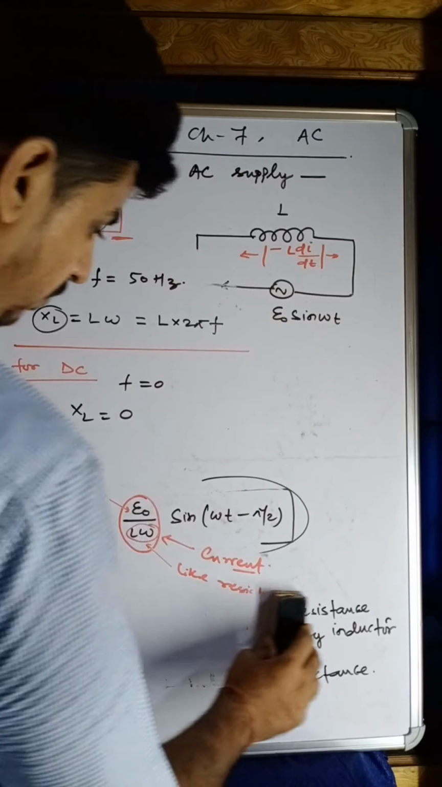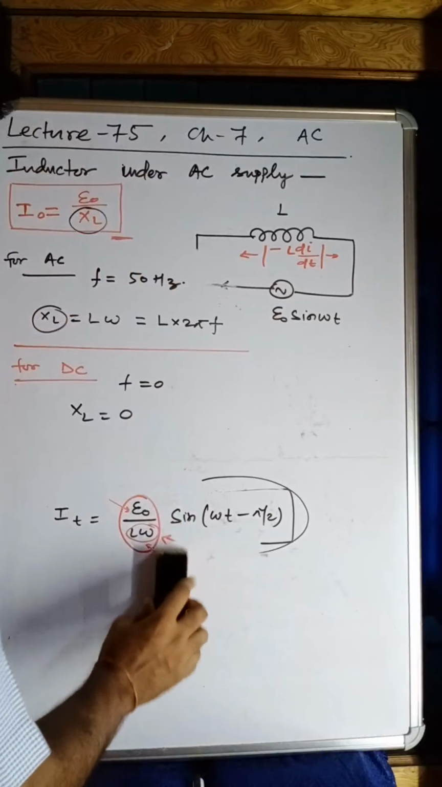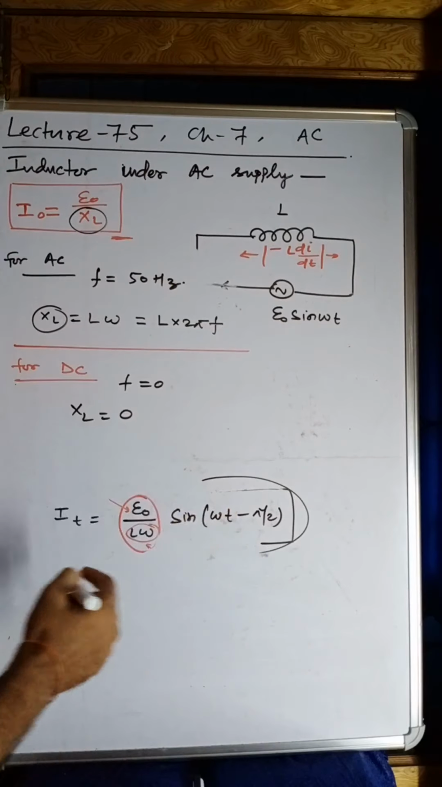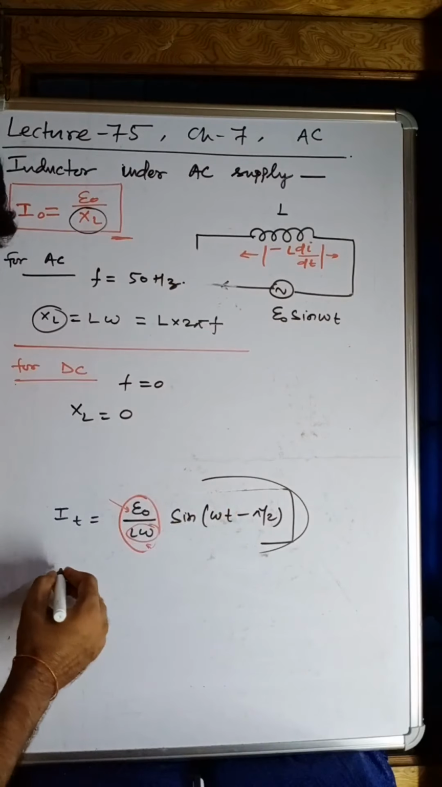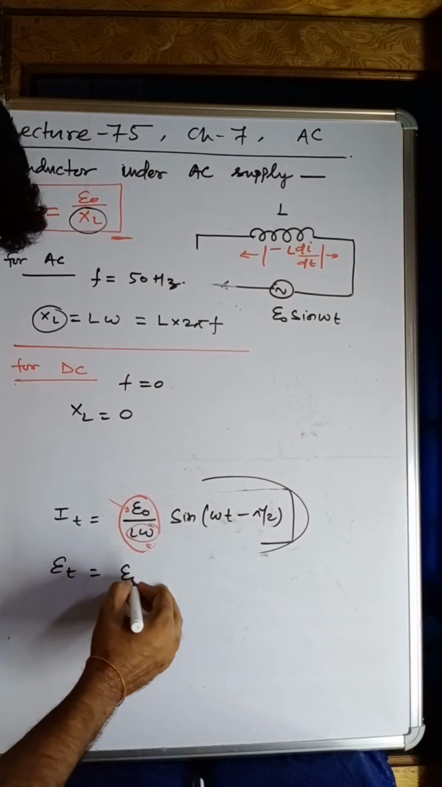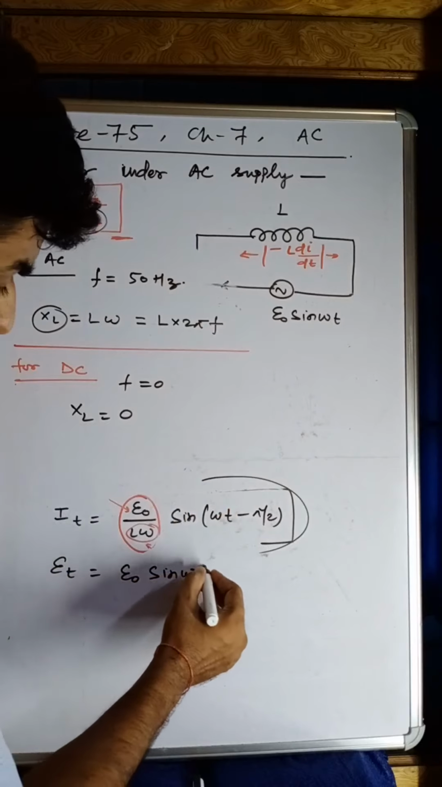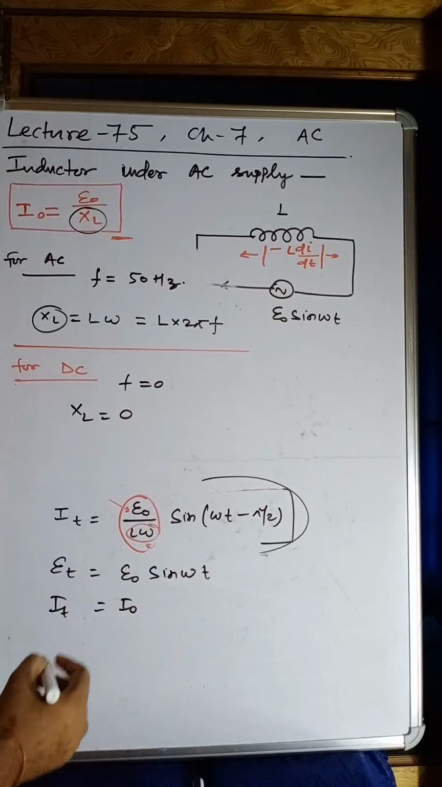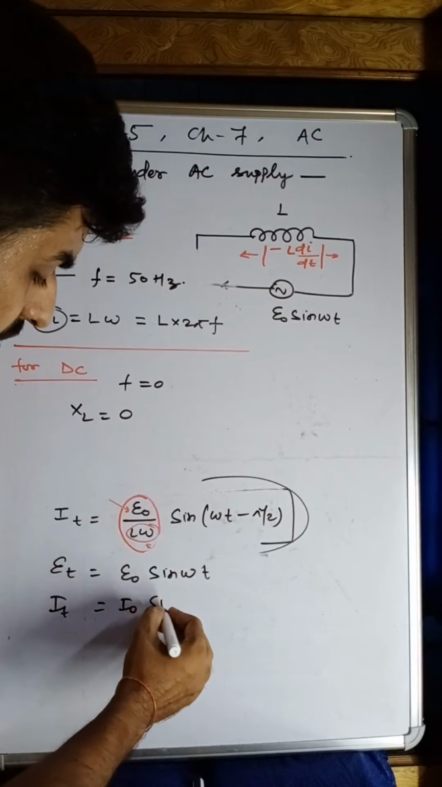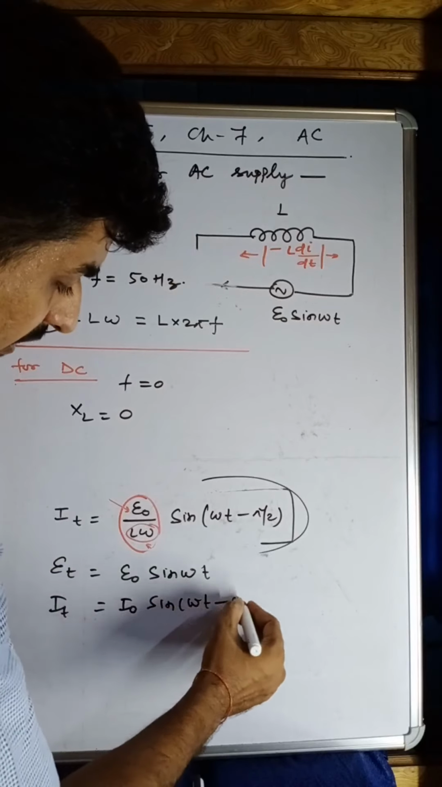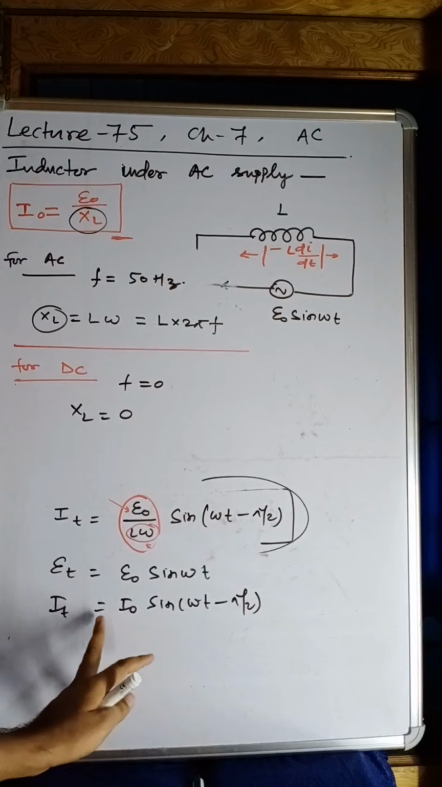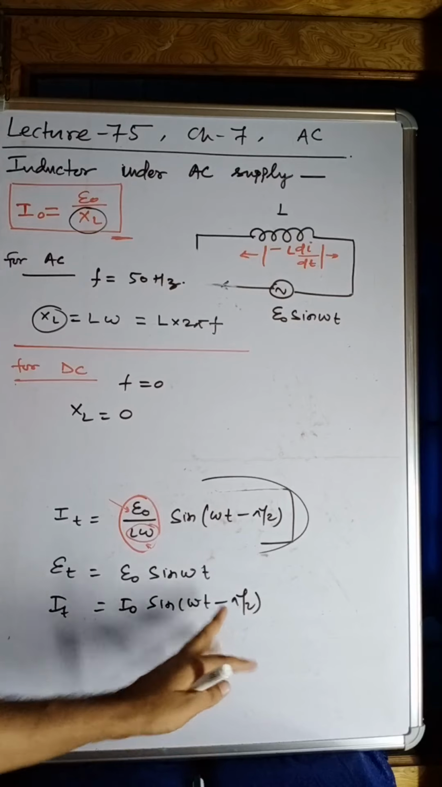Now here we were about to talk on this particular thing, the phase of current and the phase of voltage. Look here, Et is E naught sin omega t, whereas It becomes I naught sin omega t minus pi by 2. You can see the phase of current is lagging. The current will be behind by pi by 2.